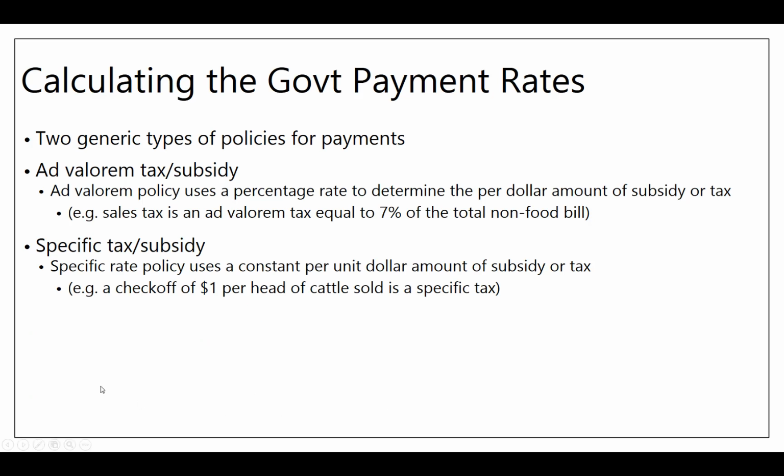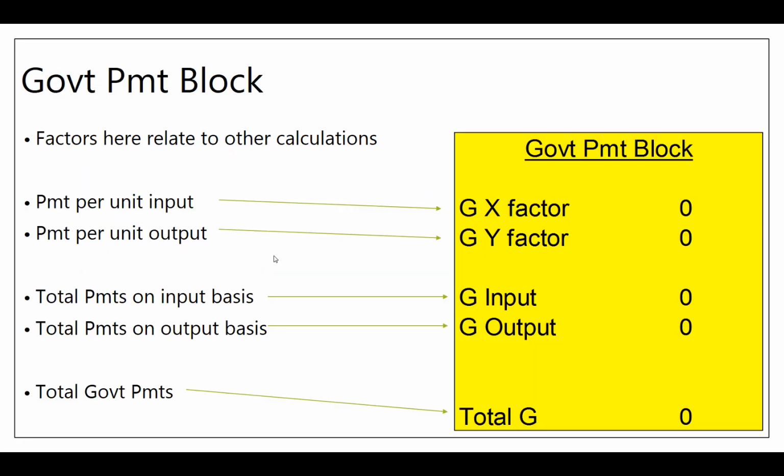Okay, and so just a little bit of background on government payments or tax and subsidies in sort of generic types, the way we're going to do them in this lab. Okay, so calculating the government payment rates that go in this block. Right, so the payment per unit input, the payment per unit output are going to be whatever the scenario says are the per unit payments.